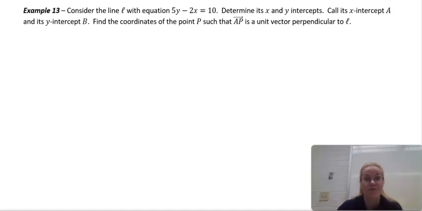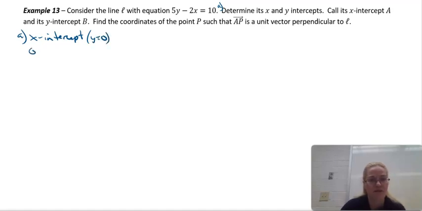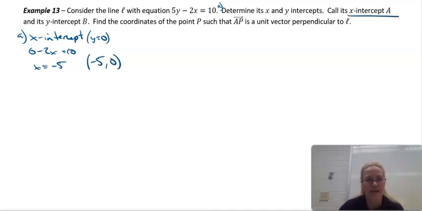Consider the line L with equation 5y minus 2x equals 10. Determine its x and y intercepts. All right, that's easy. So A, its x and y intercepts. So its x-intercept is when y equals 0. So when y equals 0, that means I've got 0 minus 2x equals 10. That means x should equal -5. So its x-intercept is the ordered pair -5, 0. And we're going to call that point A.